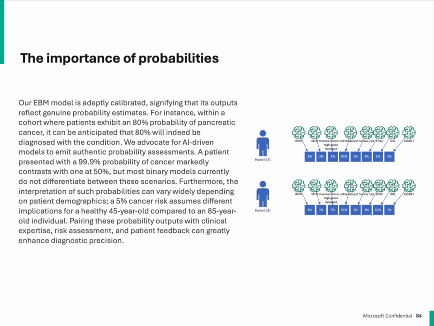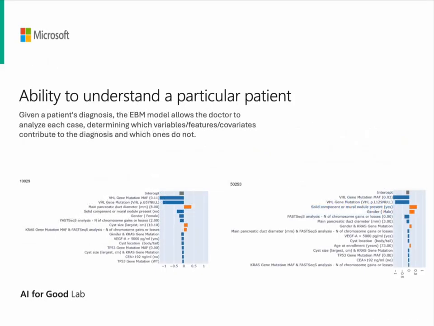We also looked at probabilities, not for the group, but for the individual patient. For instance, within a cohort where patients exhibit an 80% probability of pancreatic cancer, it can be anticipated that 80% will indeed be diagnosed with the condition. We advocate for an AI-driven model to emit authentic probability assessment. A patient may present with 99.9% probability of cancer, markedly in contrast with one at 50%. So we need to do probabilities for the individual, not simply for the group.